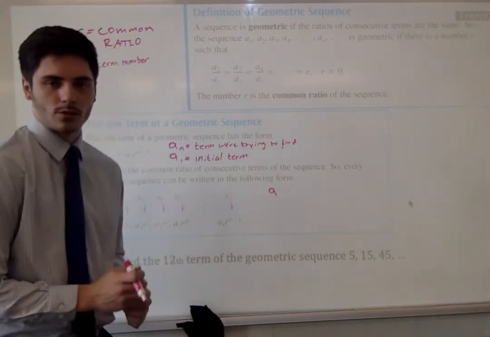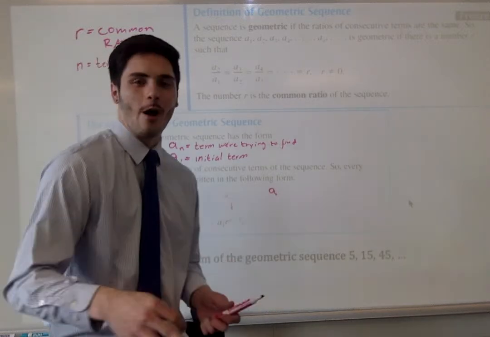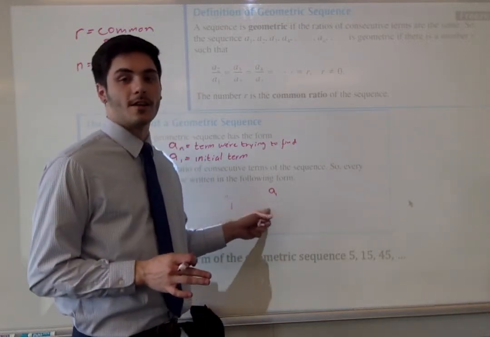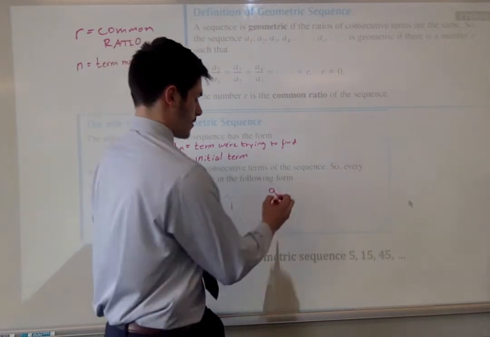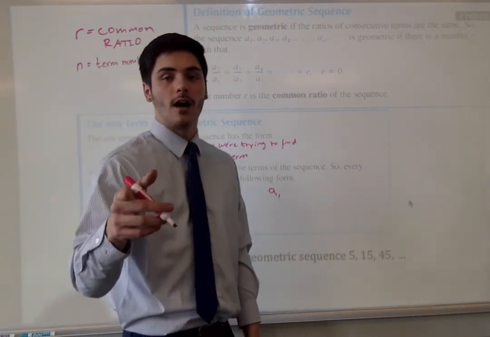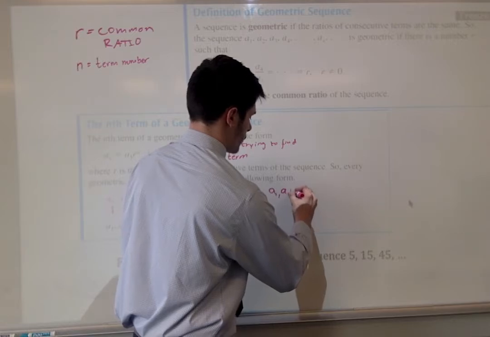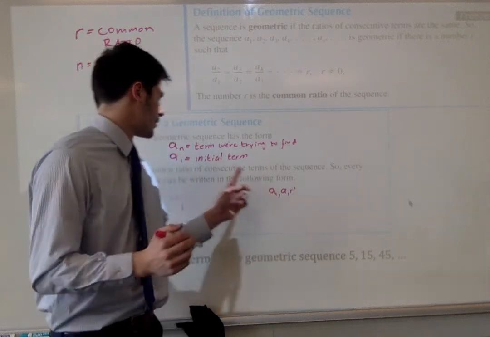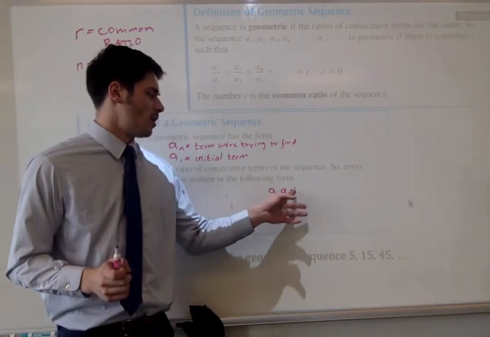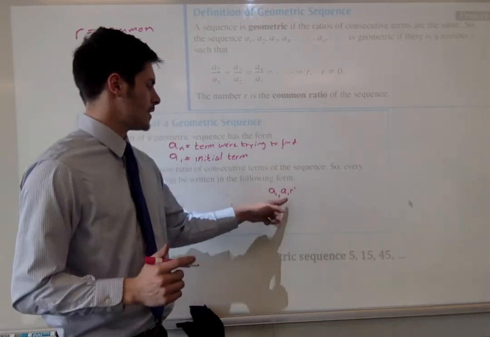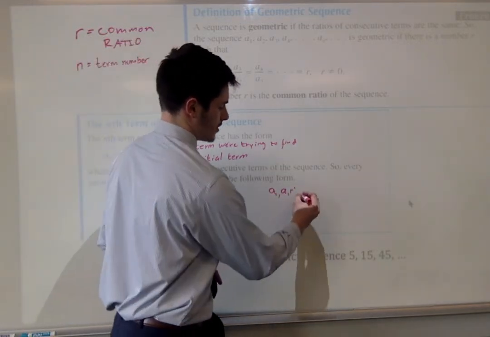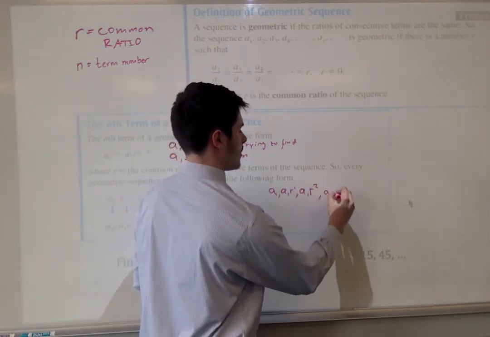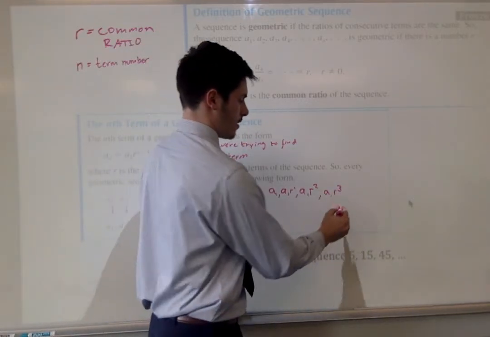Your first term is going to be a sub 1 because that's your initial point. Your second term will be a sub 1 times the common ratio to the first, right? Because right here it was technically a sub 1 times r to the 0th. Now it's going to be a sub 1 times r to the first. The third term is going to be a sub 1 times r to the second. Fourth term, r to the third, and so on, okay?